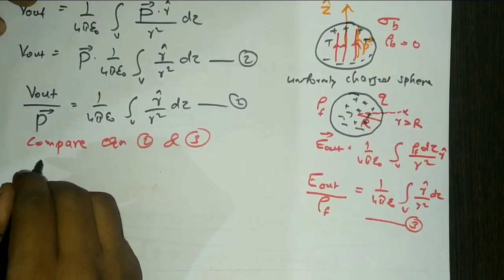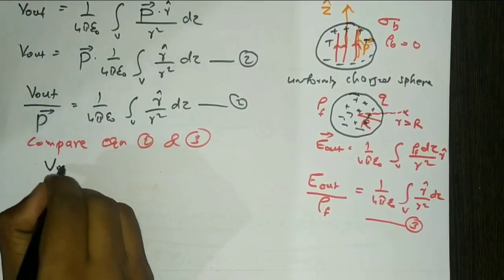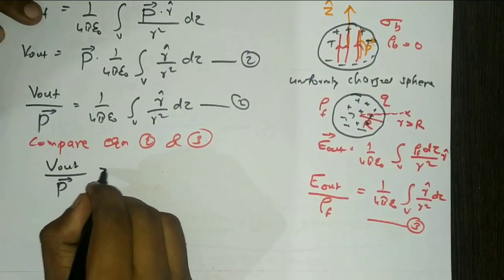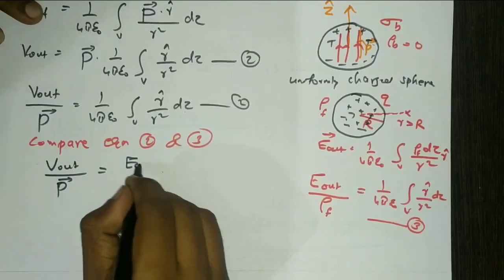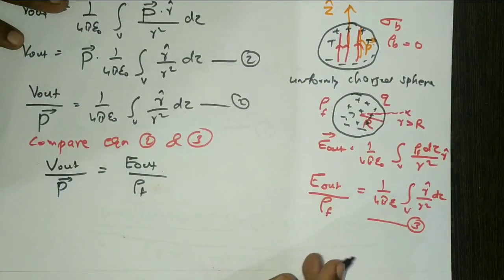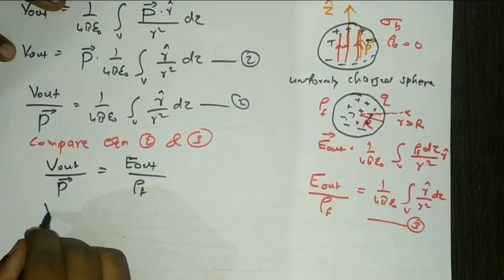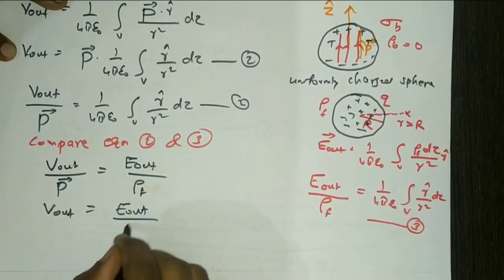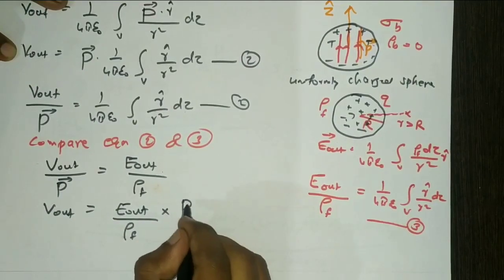Therefore, I can write V out divided by polarization vector P is nothing but E out divided by rho F. From this we can find out V out. That is, E out by rho F into polarization vector P.